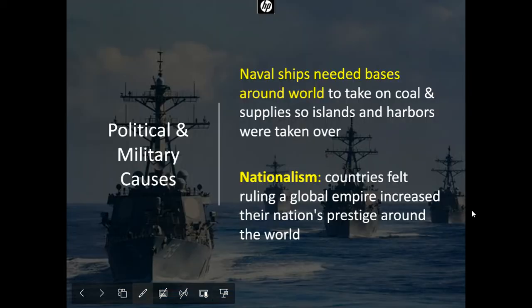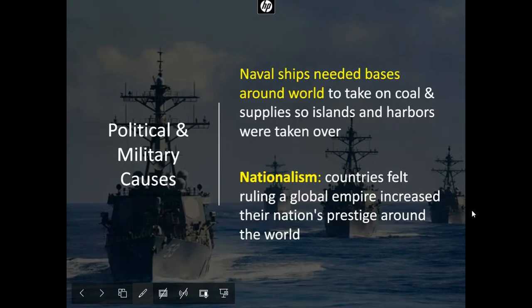The second major cause we're going to look at is political and military. At this time, these nations are going to have naval ships. And in order for a ship to survive in a navy, you've got to have bases around the world. If your ships have to come back to your country to go into port to refuel and get food and water, then your ships can't go very far because they always have to turn around and come back home. But if you can get naval bases all over the world, your Navy ships can now travel all over different seas and oceans and still have a safe place to land or resupply.